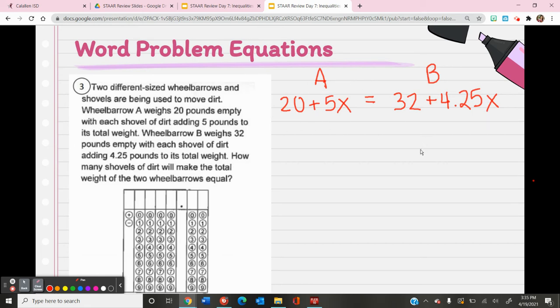Now let's go ahead and solve this. My first step is I see I have x's on both sides of the equal sign. I need to see which of them is smaller. So I have a 5x and I have 4.25x. The smaller one, 4.25x, I want to combine with my 5x. Since it's being added right now, I'm going to subtract it from both sides.